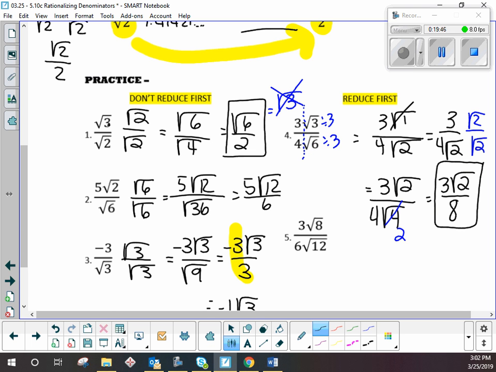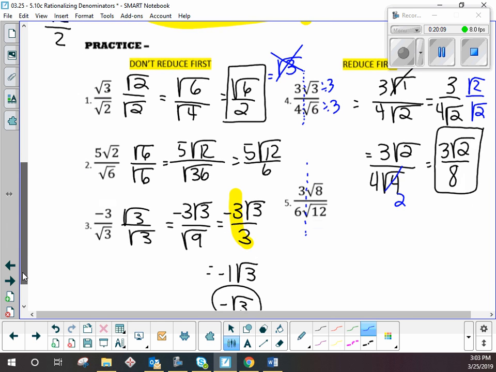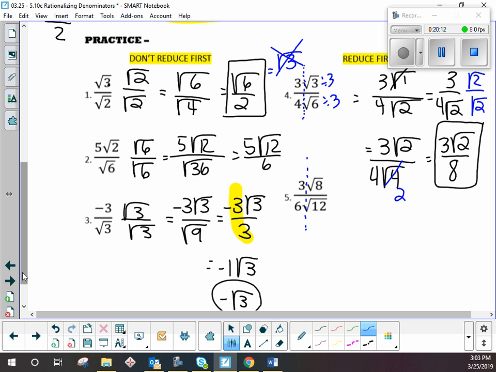Now, all of this that we've done, we're at the last example, 3 rad 8 over 6 rad 12. Tell me something you notice here. 3 and 6 can simplify. What else? 8 and 12 can simplify. So you're going to do those separately. You're looking at the coefficients by themselves. You're looking at the radicals by themselves. The numbers outside, the numbers inside.